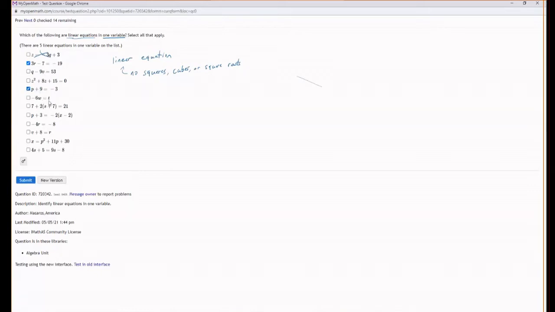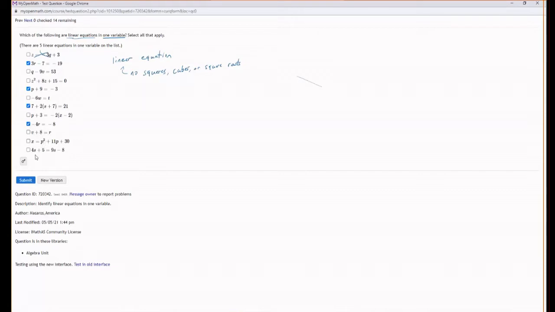This next one has two variables, so that's out. Here I just have one variable. I've got a bunch of numbers, but it's only one variable, and that variable doesn't ever get squared or cubed or square rooted or anything, so that one's okay. Here I have two variables, p and x, so that's out. Here I only have an r, nothing funny going on, so that's good. Next one has two variables, so that's out. This one has more than one variable, and that variable is squared, so that's right out.